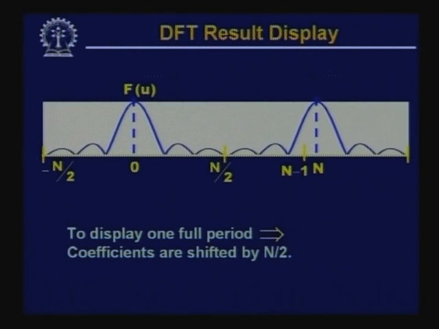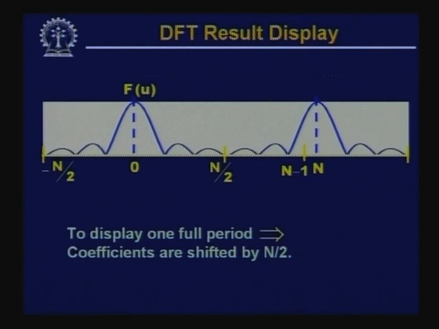So, this figure shows that if we look at the transform values from N/2 plus 1, so that is somewhere here, to N minus 1, so that is somewhere here, you find that the transform values in the range N/2 plus 1 to N minus 1 are nothing but the transform values of the half period in the left half, to the left of the origin.